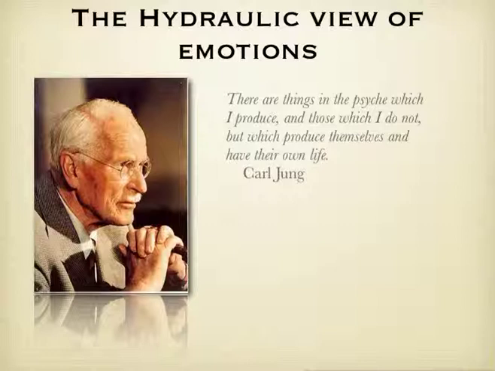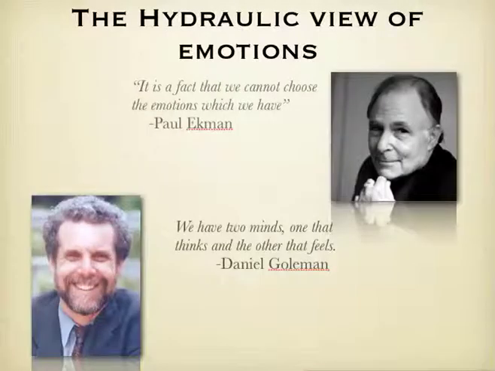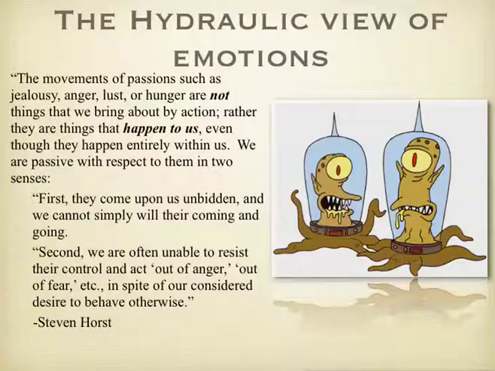Carl Jung said that there are things in the psyche which I produce, and those which I do not, but which produce themselves and have their own life. Daniel Goleman and Paul Ekman pretty much have the same kind of view. Goleman says we have two minds, one that thinks and the other that feels. So this hydraulic view of emotions is summarized by Stephen Horst, who suggested that the moments of passion, such as jealousy, anger, lust, or hunger, are not things we bring about by action, but rather they are things that, quote unquote, happen to us, even though they happen entirely within us.